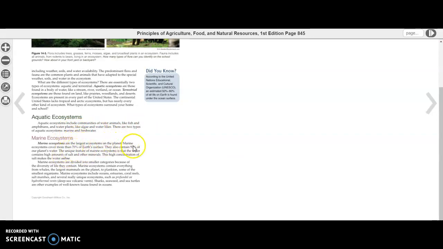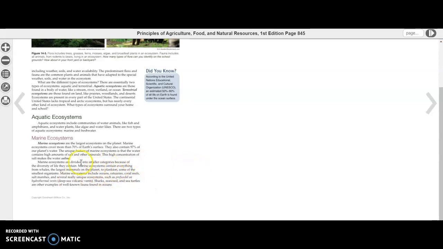Marine ecosystems are the largest type of ecosystem on the planet. This is all the salt water that we have. Marine ecosystems cover more than 70% of the Earth's surface. They also contain 97% of our planet's water, but unfortunately we cannot drink that water. It's not good to use for crops because it has so much salt in it. So we have all of this water, but we can't use it for ourselves or to grow crops. The high concentration of salt in the water makes it a saline solution. Marine ecosystems are divided into smaller categories.